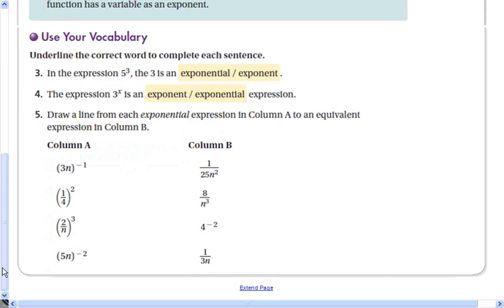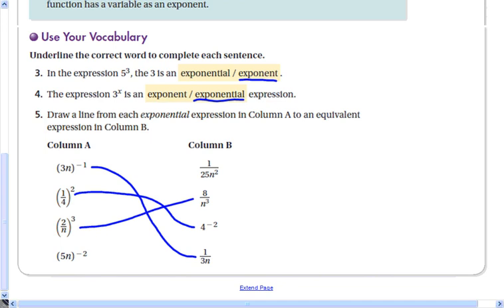All right, quick review of expressions here. In the expression 5 to the third, 3 is an exponent. 3 to the x is an exponential expression. Match them up here. The quantity 3n to the negative first power is the same as 1 over 3 to the n. 1/4 to the second power is the same as 4 to the negative second power. 2 over n to the third is the same as 8 over n to the third, and the quantity 5n to the negative second is the same as 1 over 25n to the second.